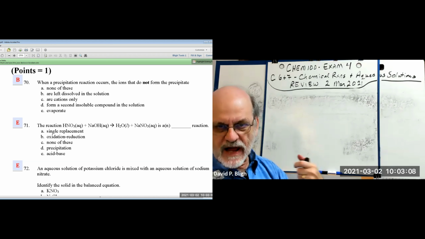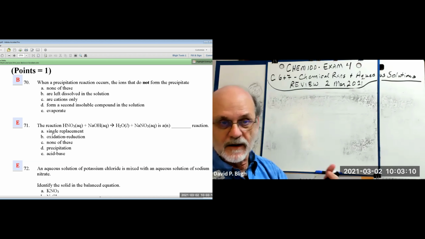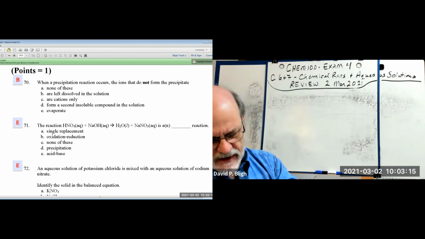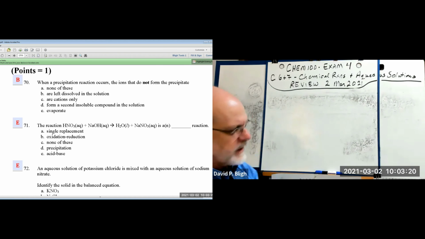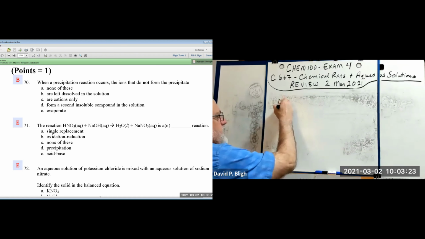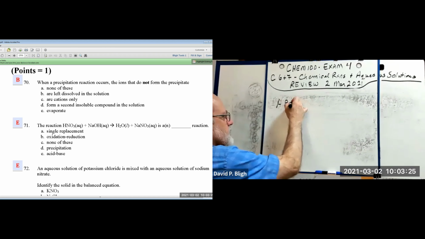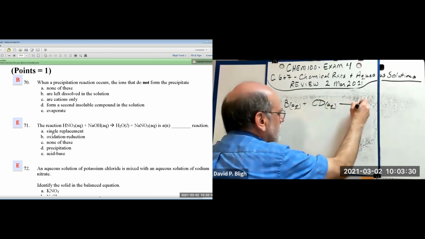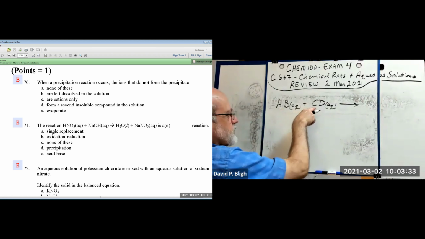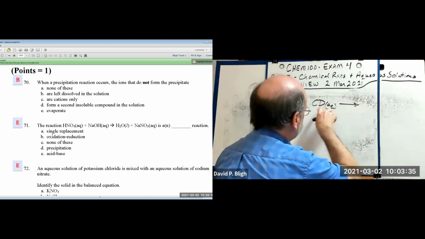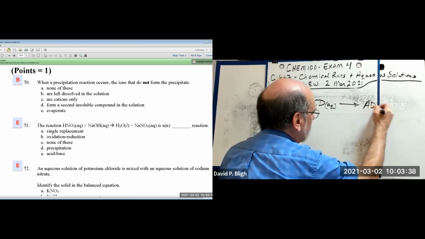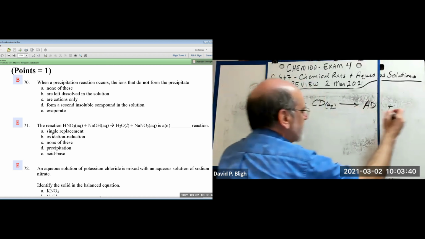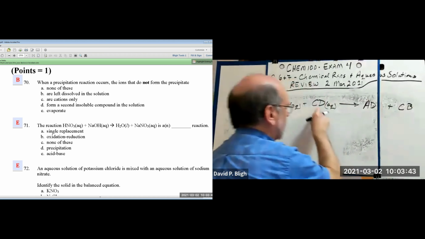a precipitation reaction. Remember what that is? It generally occurs as a double replacement. So generically, we would write this compound in aqueous solution and this compound in aqueous solution. And then we would do a double replacement. So A would replace C. So we would have AD and CB, right? Cation, anion.